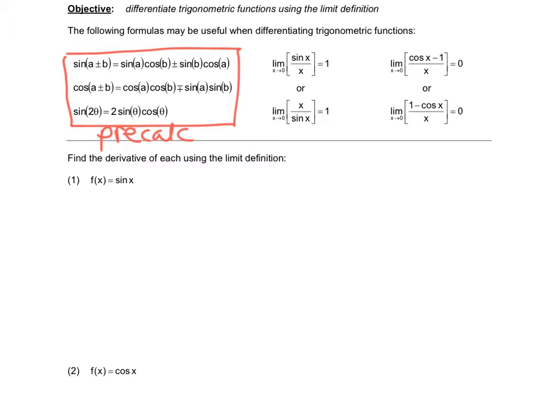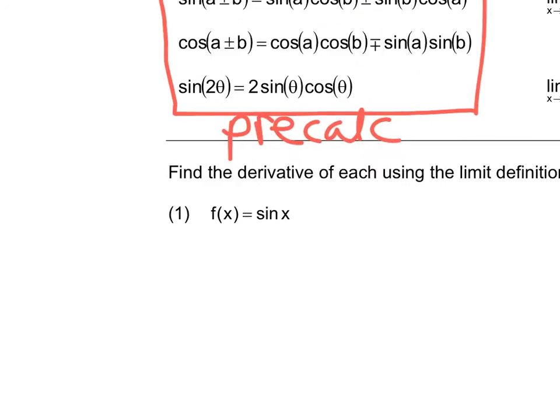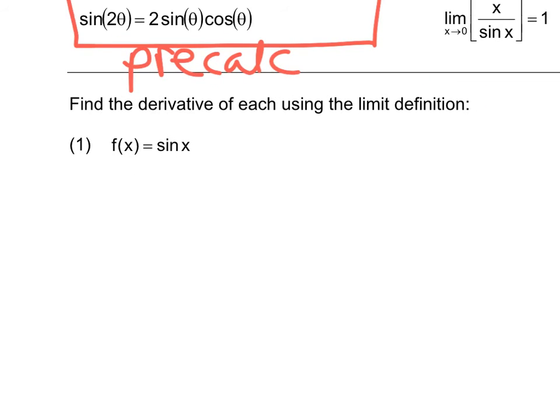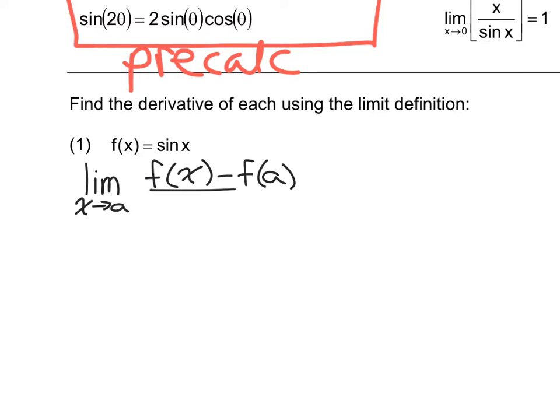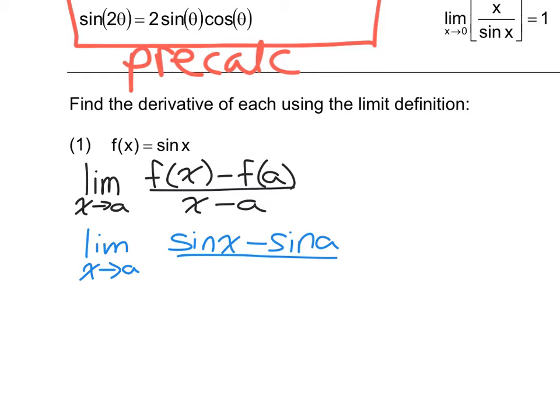Okay, so we started off the process by using what they call the alternate definition of a limit. We call it the better one. Okay, which ended up being the limit as x approaches a of sine of x minus sine of a over x minus a.